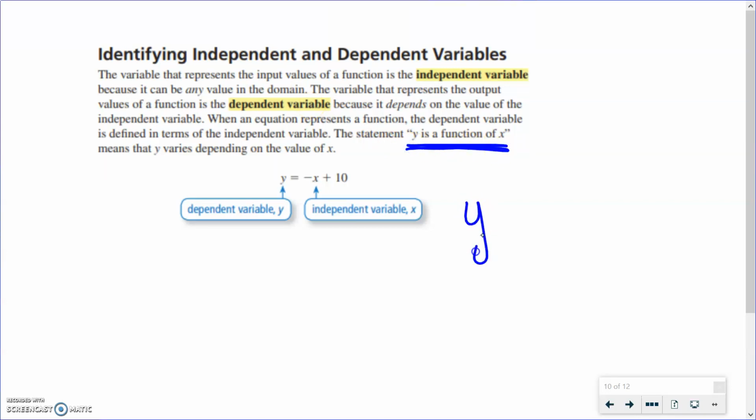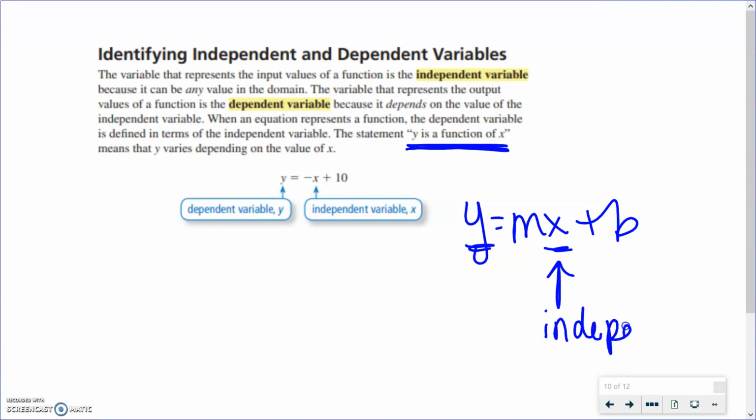And again, if it's in y equals mx plus b form, it doesn't matter what letters are here. Our example had an a and a b in it, but this is going to be the independent variable, and this one's going to be the dependent variable.